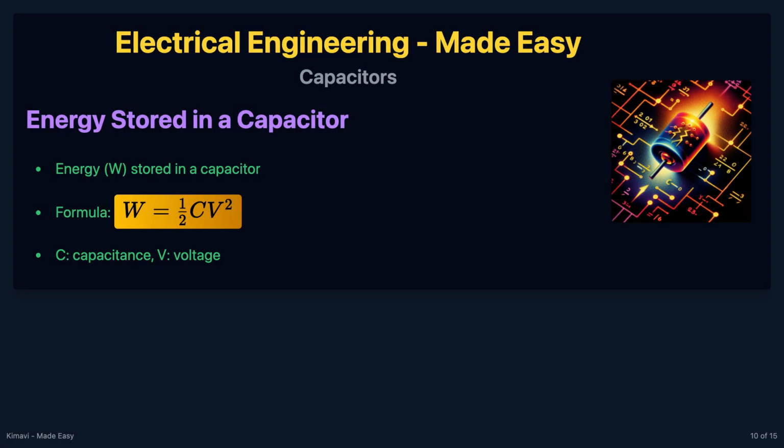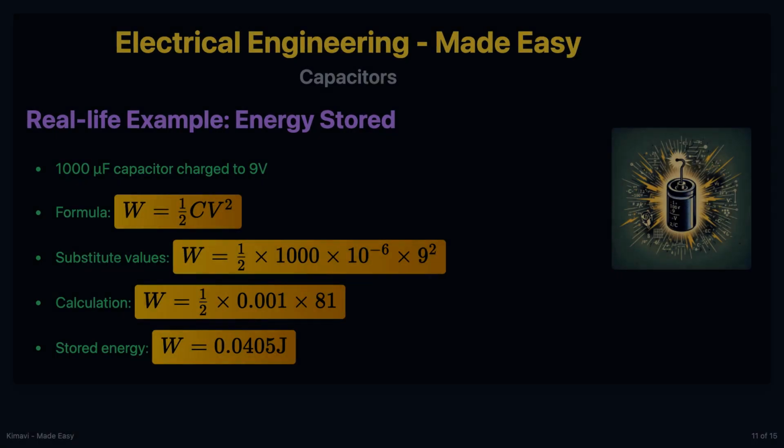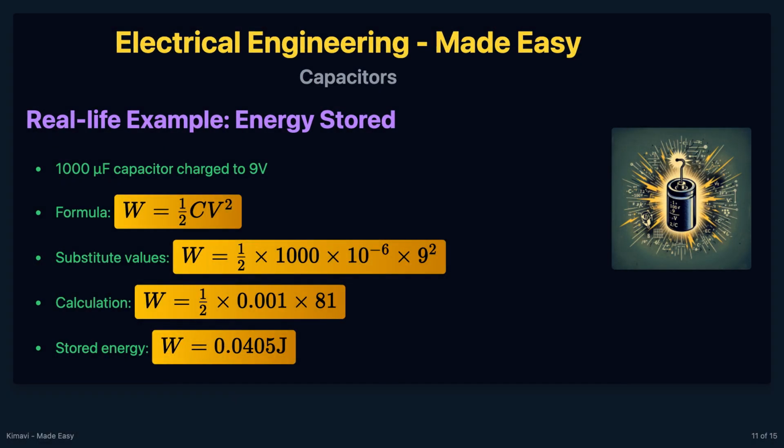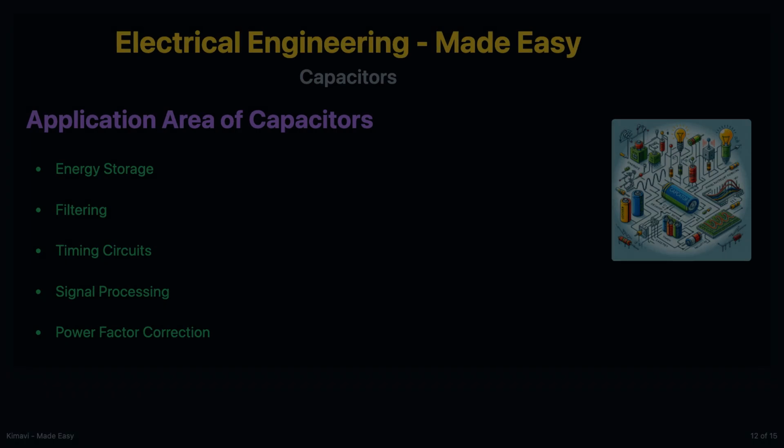The energy stored in a capacitor is given by the formula W equals 1/2 times C times V squared, where C is the capacitance and V is the voltage across the capacitor. For a 1000 microfarad capacitor charged to 9 volts, the stored energy is W equals 1/2 times 1000 times 10 to the power of negative 6 times 9 squared, which is 0.5 times 0.001 times 81, which equals 0.0405 joules.